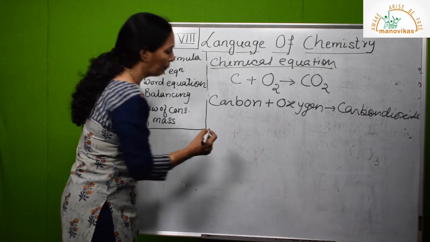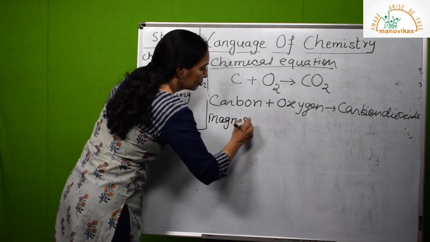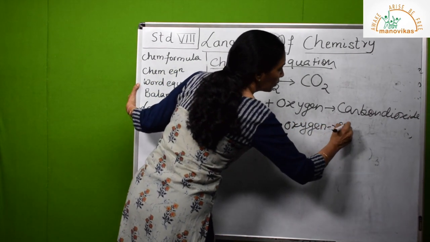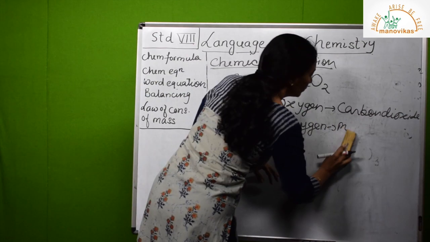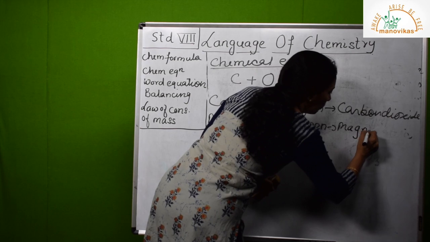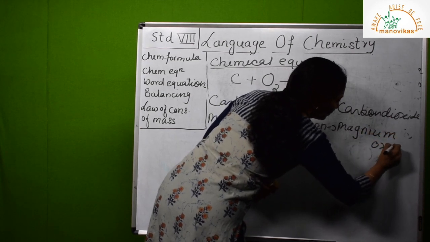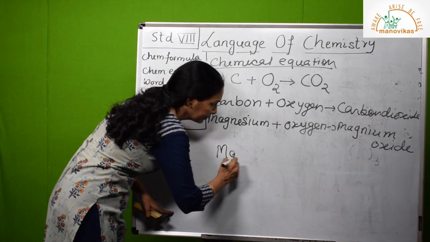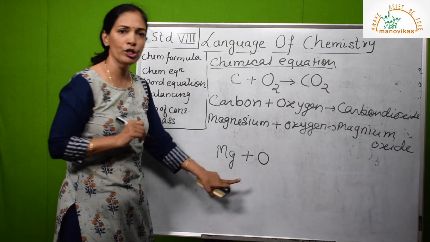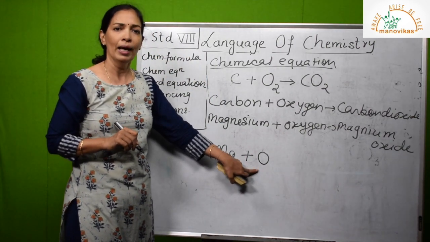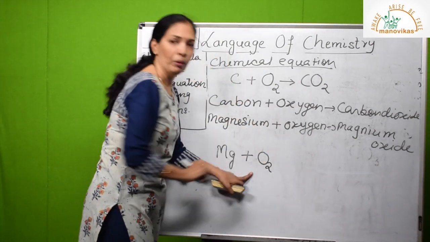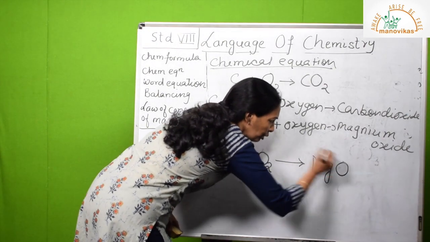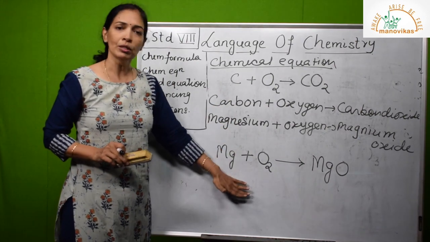For example, another example I will take: magnesium plus oxygen is equal to magnesium oxide. What is magnesium? Magnesium is Mg plus oxygen. Now you cannot write O like this because we know that it will not exist independently. So this is a formula, molecule of oxygen, O2, equal to magnesium oxide MgO. So this is a word equation converted to a symbolic equation.